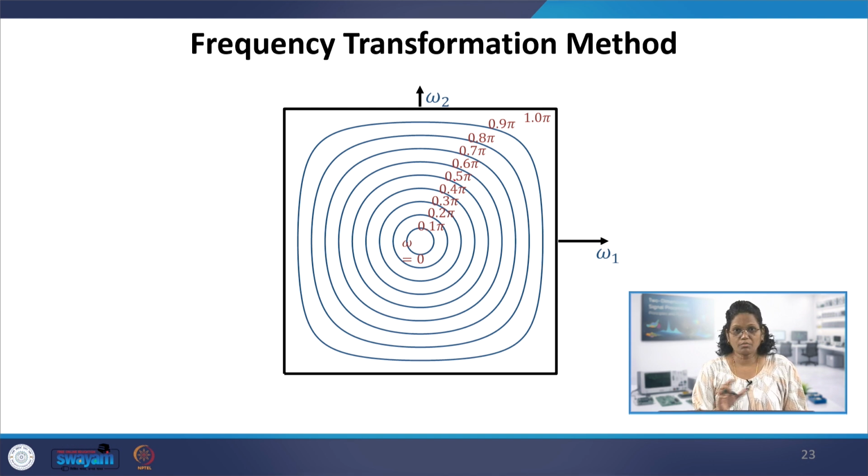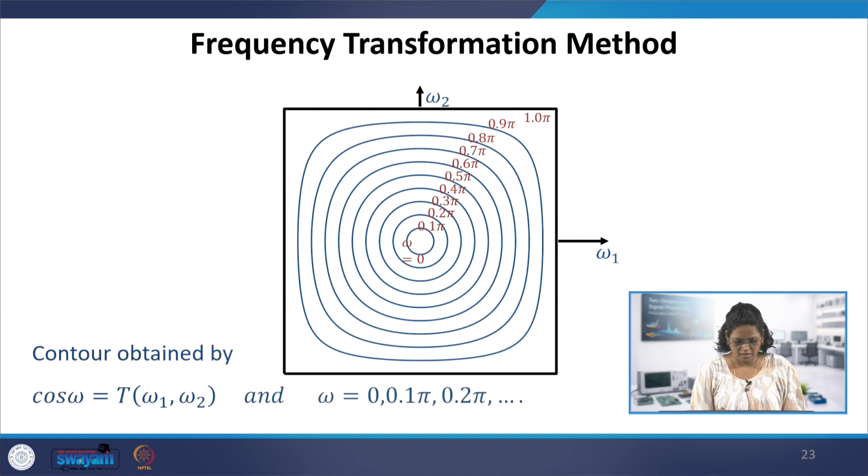So how do we obtain the transformation function? We equate cos omega to T of omega 1 omega 2, the big expression, in which if you substitute omega equal to 0, you get one contour, and likewise for omega equal to 0.1, 0.2, 0.3 and 0.4 pi, and 0.8 and 1 pi. This contour is used for circularly symmetric filter designs, so the transformation function is used for that. Whereas cos omega is T of omega 1 comma omega 2, we can choose the contour that we want.